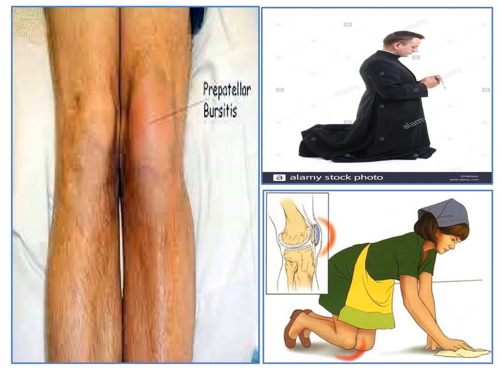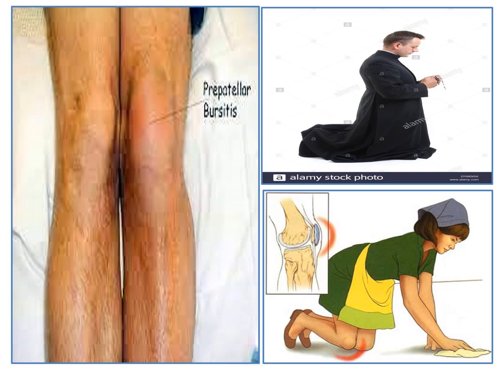Finally, we have the two forms of bursitis that we see in the knee joints. We have prepatellar bursitis and infrapatellar bursitis. Prepatellar bursitis tends to occur in housemaids. We usually call it housemaid's knee because of their constant use of the knee when cleaning surfaces, maybe the floor or surfaces around. So they constantly strain the prepatellar bursa, and as a result, that will lead to bursitis.